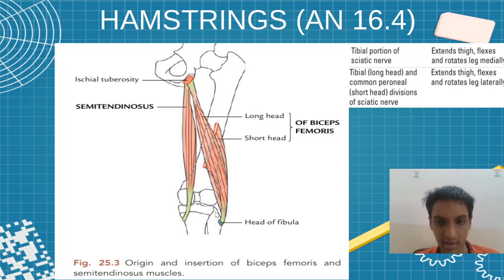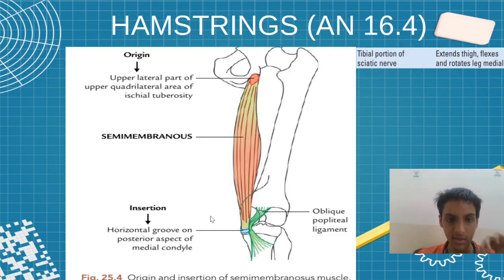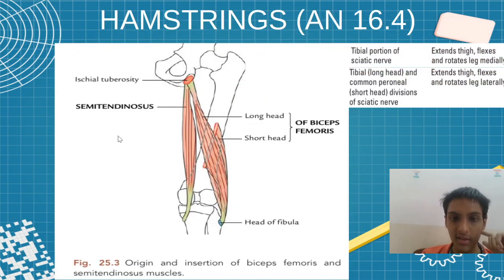Now let's see the semimembranosus. Here the insertion will be into the medial condyle of the tibia. Remember M as in medial condyle of tibia. Okay? Right. Now we are finding the nerve supply.